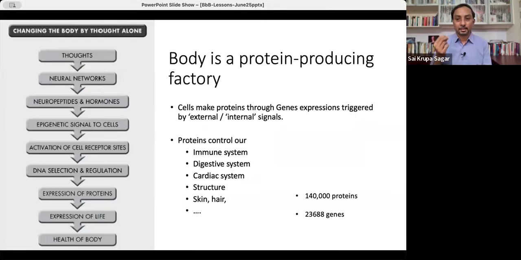For example, your hair color is determined by a protein. Your digestion happens through enzymes, which are a kind of protein. Proteins control our immune system, our digestive system, our cardiac system, our bodily structure, the color of skin, the color of hair, everything. How do proteins get manufactured? Proteins get manufactured through DNA or gene regulation, upregulation or downregulation.